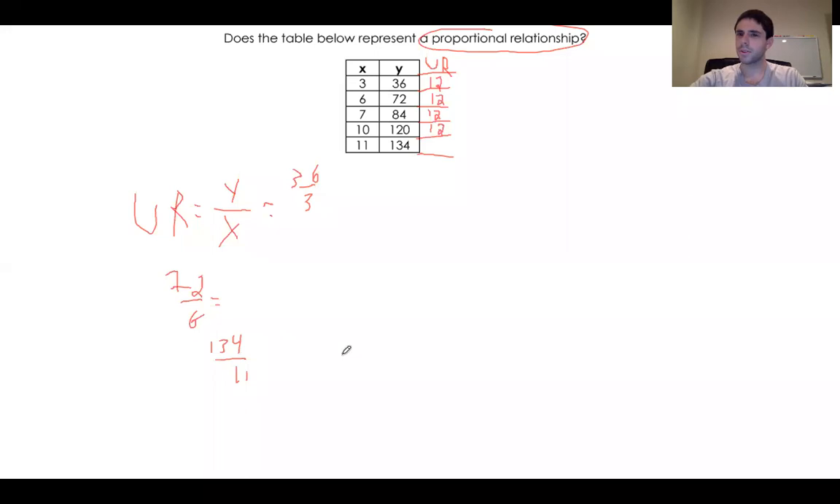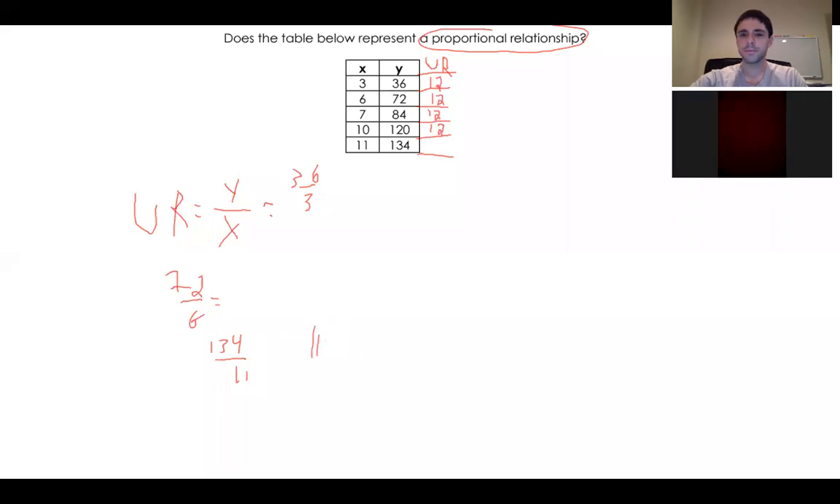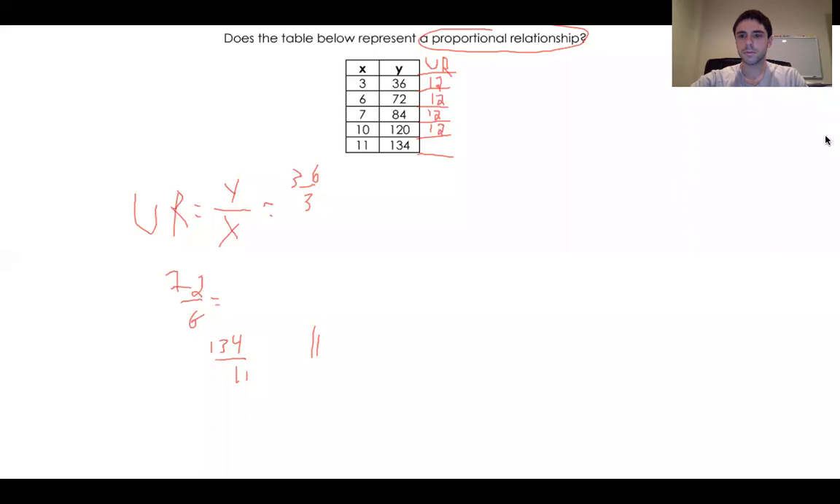Is 134 over 11 12? So I have to check all of our values. This is why we need to check each entry in the table and verify independently. So 11 into 134, we go in twice, 22, and then we have a remainder. So this is a remainder 2. So it's going to be approximately 12.18.